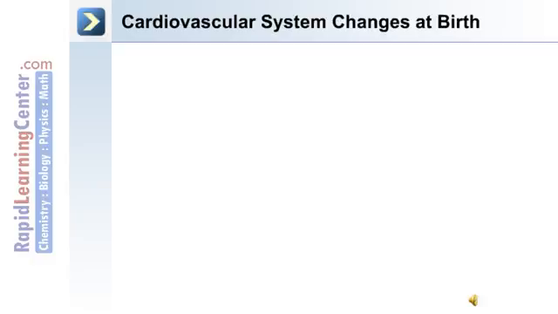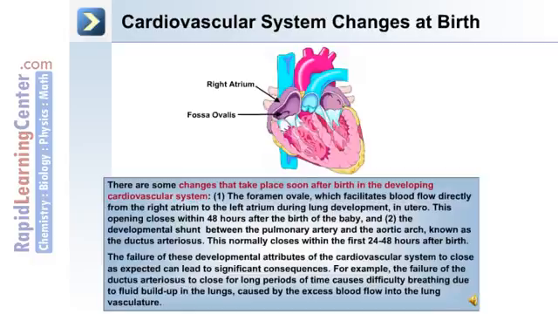Changes in the cardiovascular system that occur after birth. These include the closure of the foramen ovale. The foramen ovale facilitates blood flow directly from the right atrium to the left atrium during lung development in utero, and this opening closes within 48 hours after the birth of the baby.